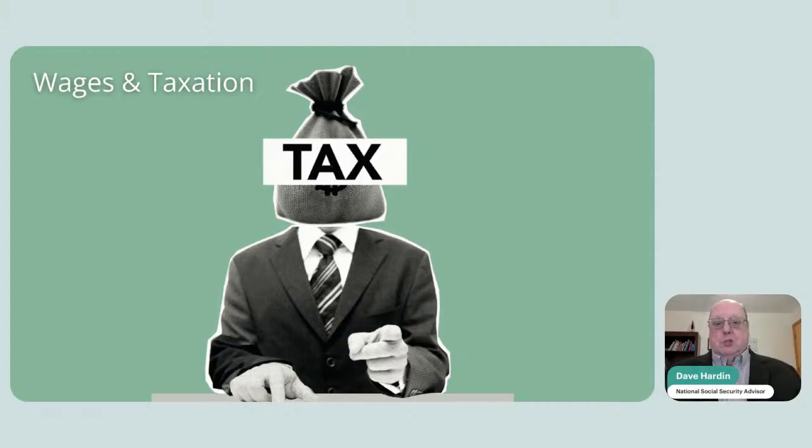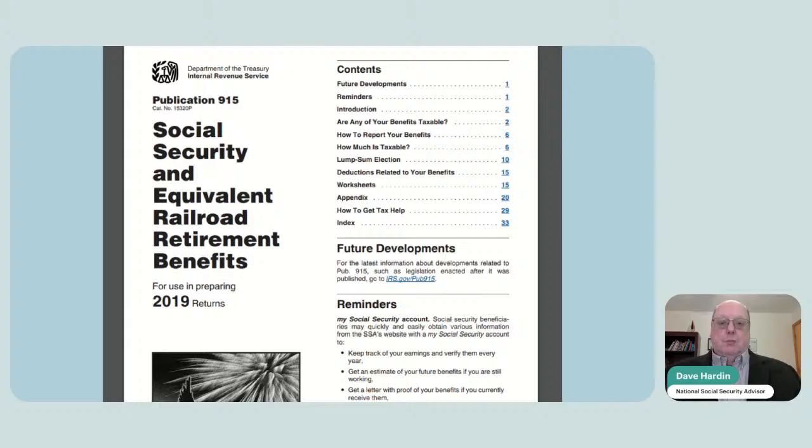Let me show you what this looks like and why it is such a problem. By the way, people ask all the time, how complicated is taxes with Social Security? It's complicated. This is Publication 915. You can get it at irs.gov/forms 915. It's 33 pages long to tell you how to fill out your taxes with Social Security.